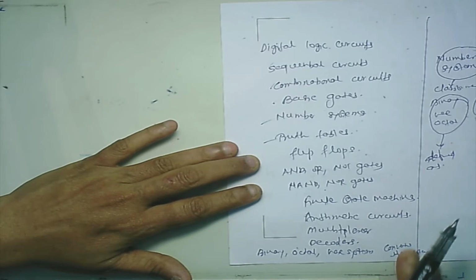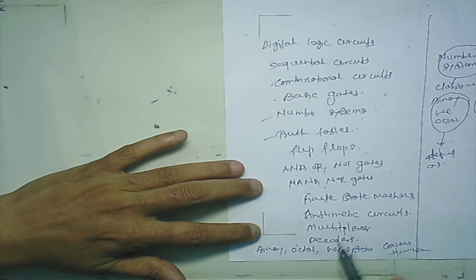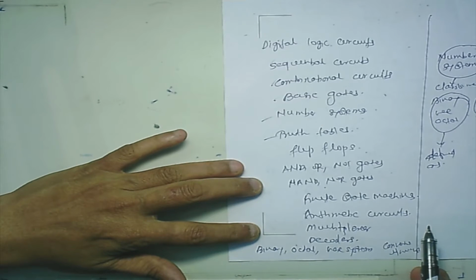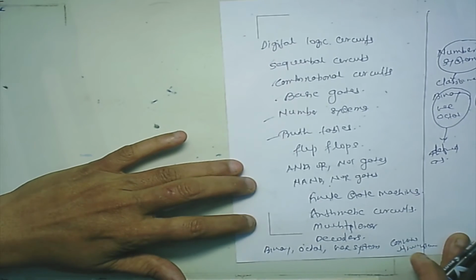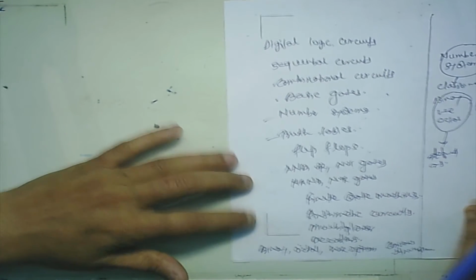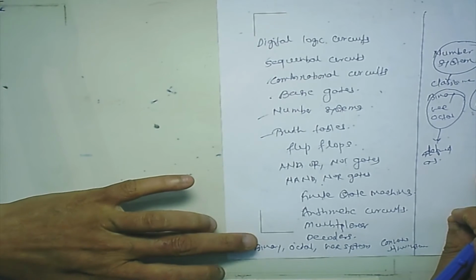There can be finite state machines, arithmetic circuits, multiplexers, demultiplexers, then decoders, and there can be binary, octal, hexadecimal, or even conversion of systems and arithmetic circuits. So, these are the key concepts or key modules which I have noted.